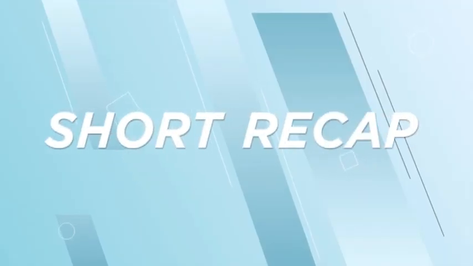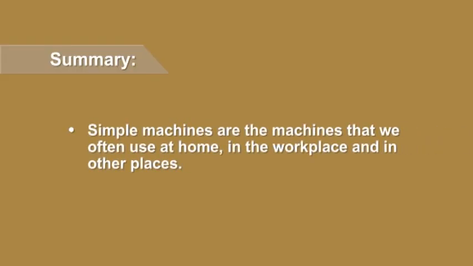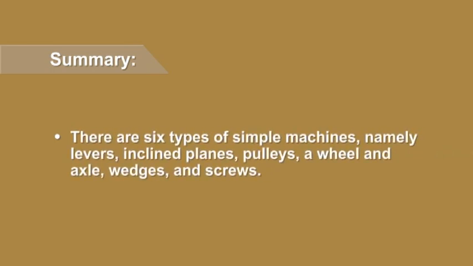Let's remember, simple machines are the machines that we often use at home, in the workplace, and in other places. There are 6 types of simple machines, namely levers, inclined planes, pulleys, a wheel and axle, wedges, and screws. That does it for our lesson on simple machines.